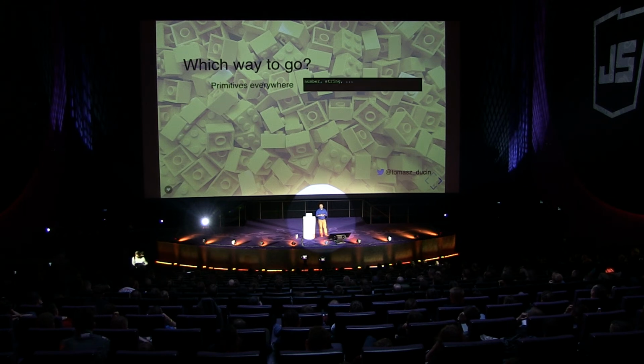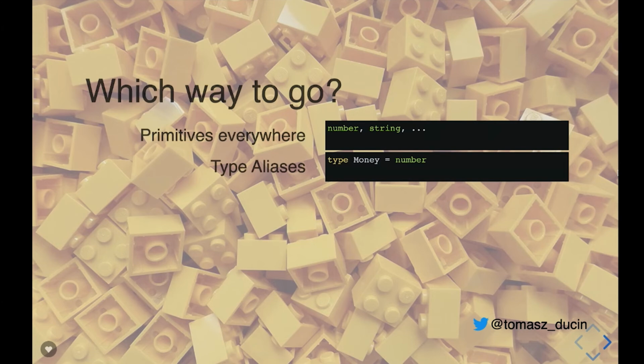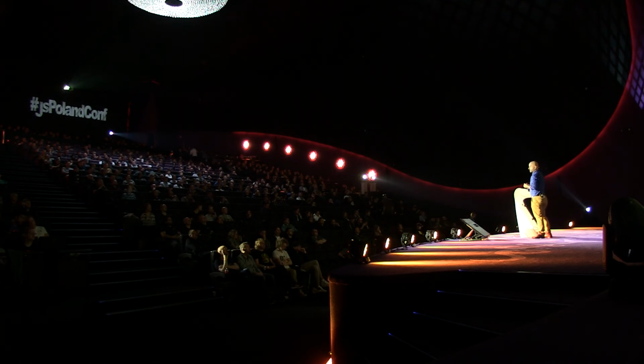So which way to go, just to summarize the whole thing? We start with primitives everywhere, and our first step could be to introduce a type alias. This is a very cheap solution. We're just introducing an alias. What we benefit from here is we get one place that we need to update so that a meaningful type updates throughout the whole system. That's not very invasive, but it's very flexible in the future.